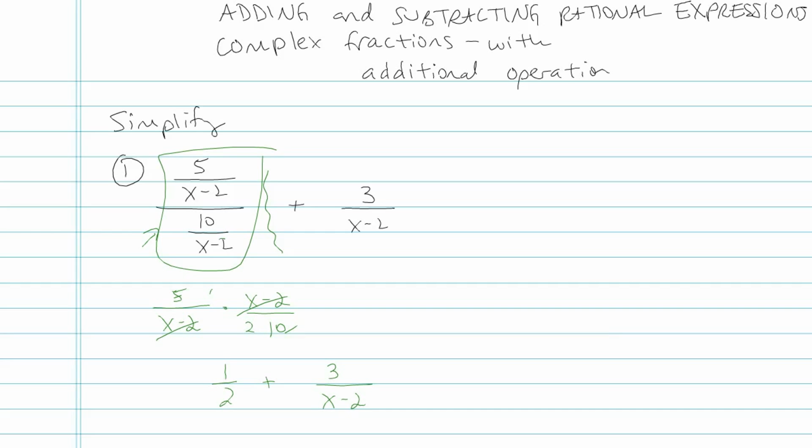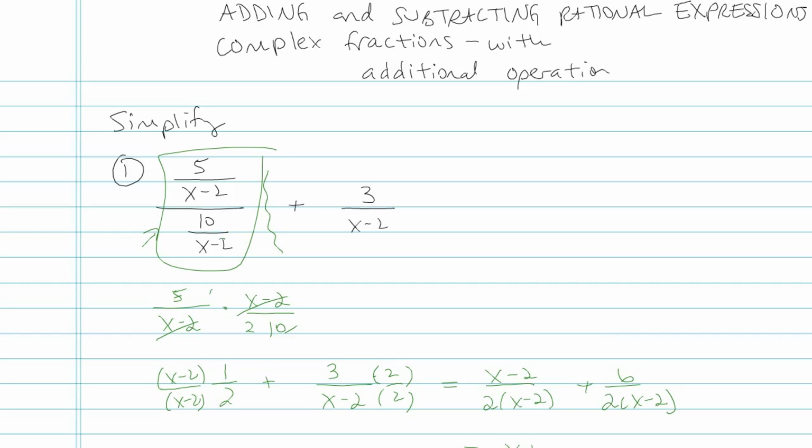I need to find a common denominator, so the least common multiple would be x minus 2 times 2. This first fraction needs an x minus 2 factor. The second fraction needs a 2. So what I'm going to be working with is x minus 2 over 2 times x minus 2, plus 6 over 2 times x minus 2.